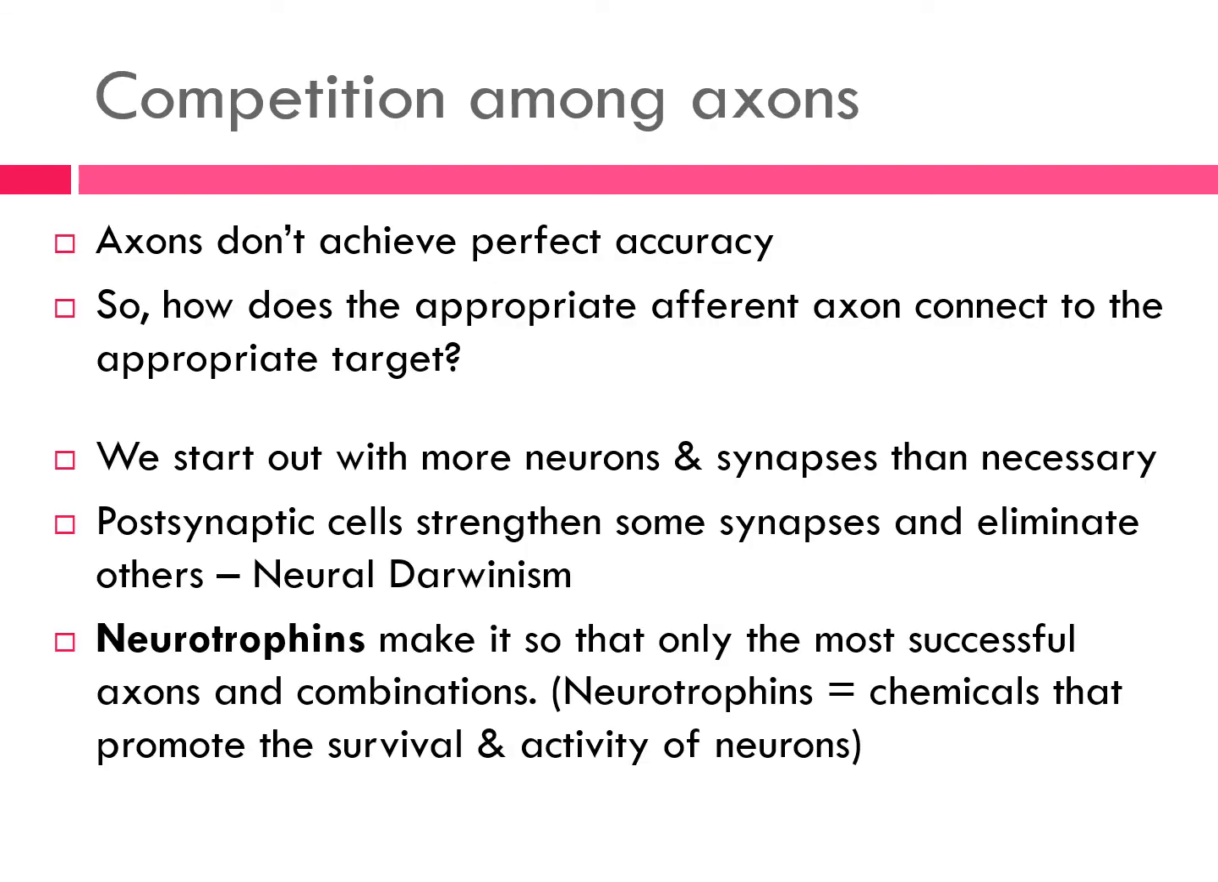And axons don't achieve perfect accuracy. Those chemicals that are helping with the pathfinding get them to the area they need to be in. But the question now is, how does the appropriate afferent axon connect to the appropriate target? And the answer is that we start out with more neurons and synapses than are necessary, and we see this elimination of those weaker synapses. So the postsynaptic cell is going to strengthen some synapses and eliminate others. And this is sometimes referred to as neural Darwinism, as it is the strongest links that survive, right? And this is done via neurotrophins.